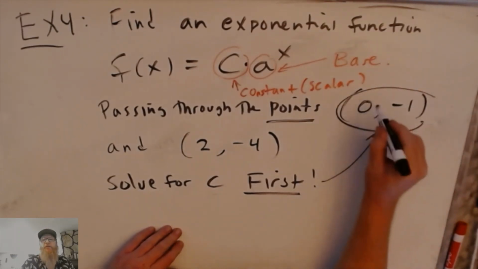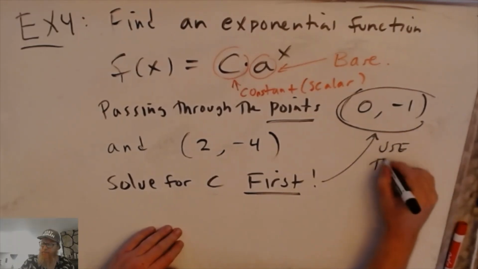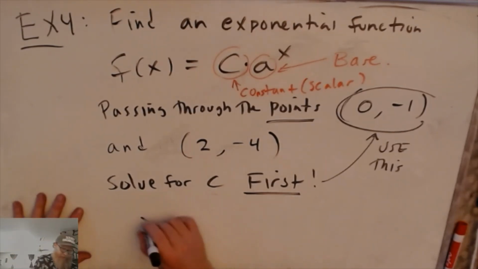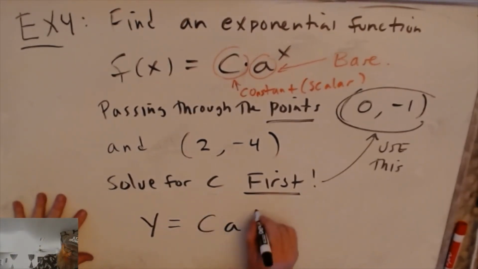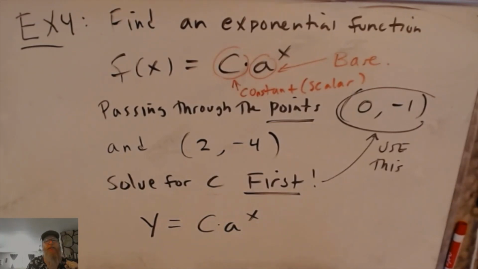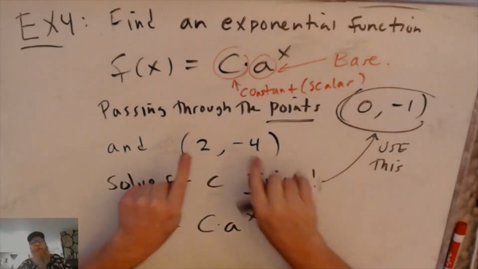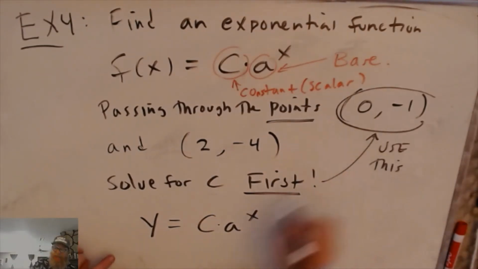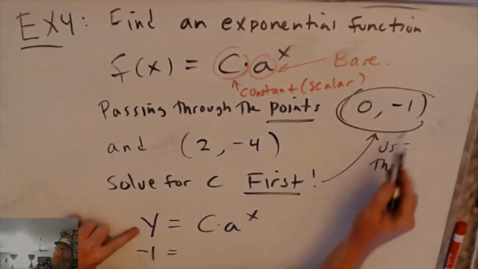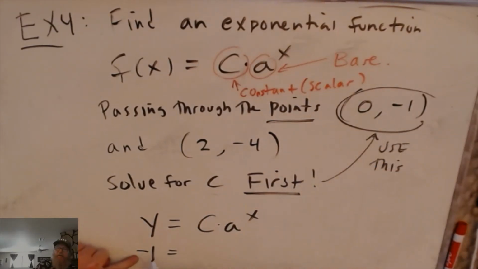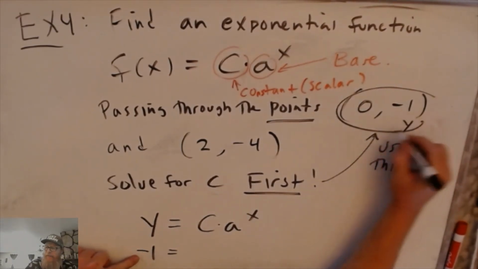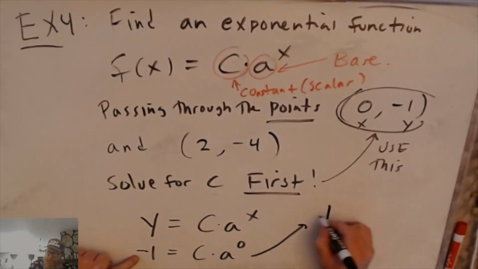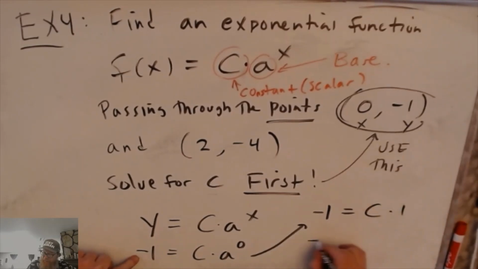You're going to use this point that contains a 0. Why? Well, because I said so, but there's a better reason. It works. If you try to plug in the other point, it just doesn't work. And I'm just sparing you the agony of defeat. So you're going to plug your -1 in for y and your 0 in for x. And it's not going to take you very long to resolve this.